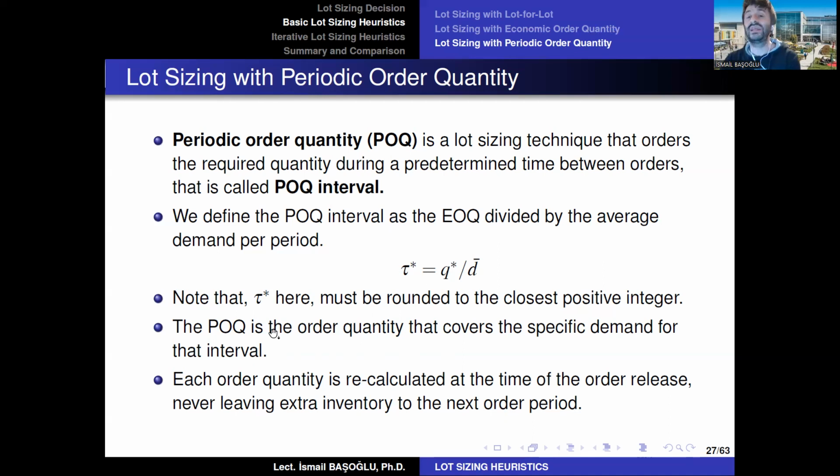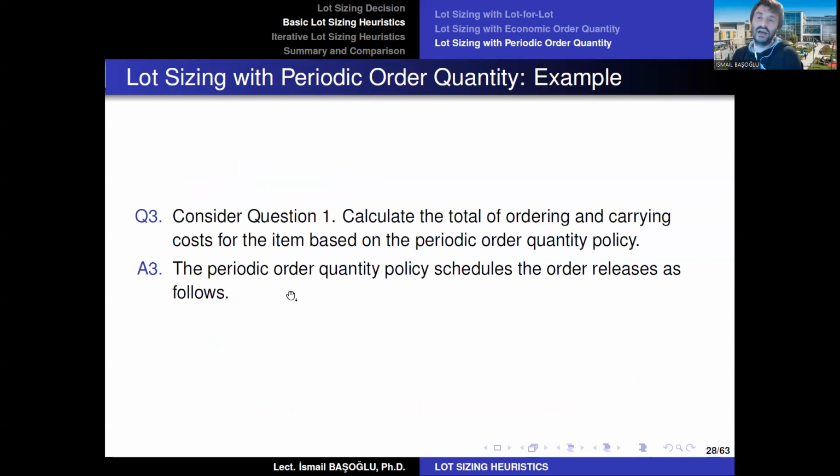So this means whenever a net requirement occurs, we are just going to consider the following next tau star periods. And depending on the demand amounts in the next tau star periods, the order quantity is going to be variable. It is going to change. Now let's see how we can apply this idea to the same problem. Again, please go back to the video related to lot sizing with the lot for lot approach, if you do not remember this question.